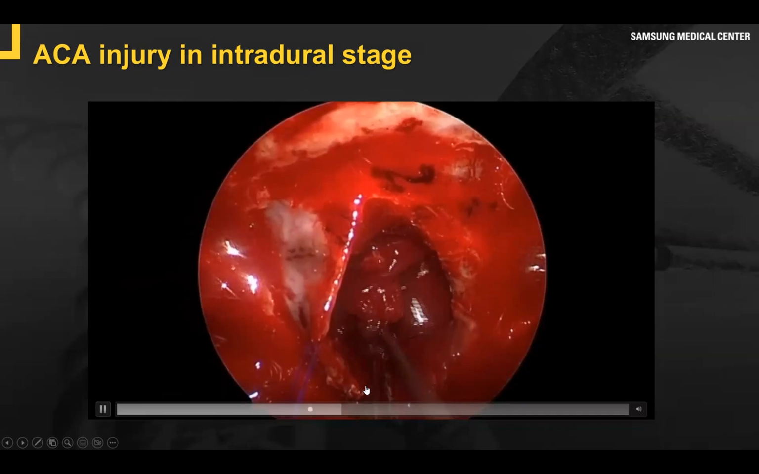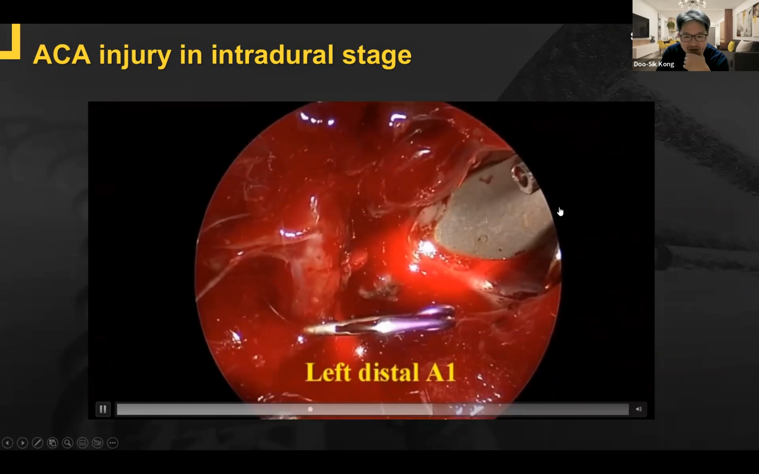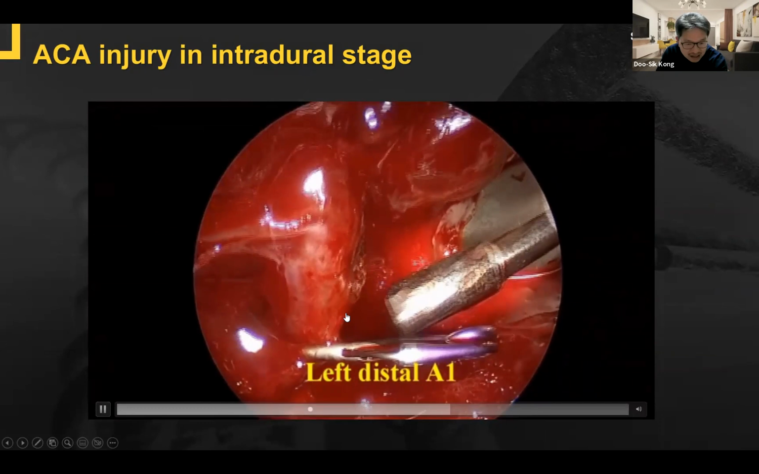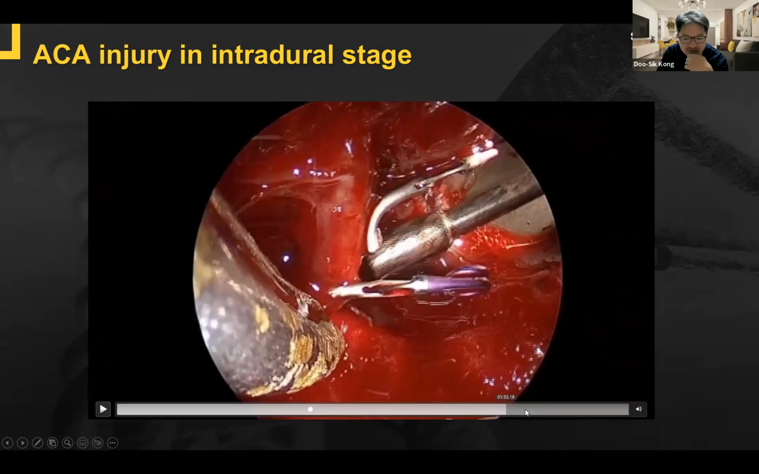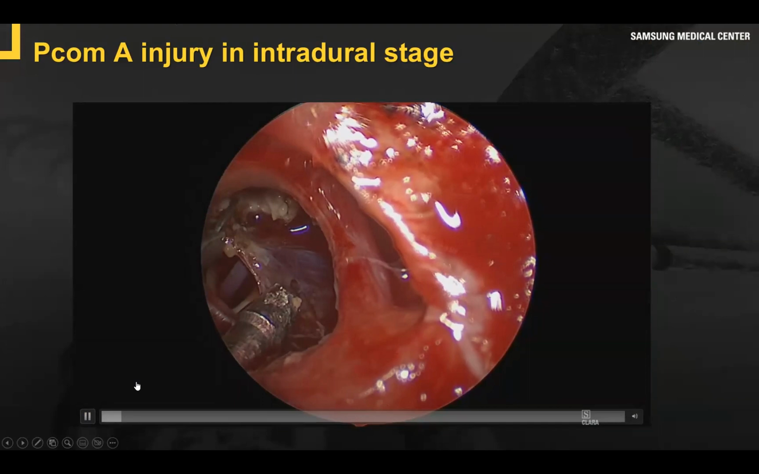We tried to clip it, but it was not successful. So we opened a craniotomy, and with my colleagues I trapped the proximal ACA, and he found the left distal A1 injury, and we successfully clipped that one. It was a lucky case. But sometimes we may experience pericallosal artery injuries during cutting the tumor capsule.